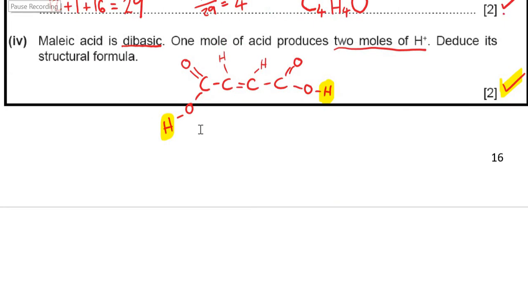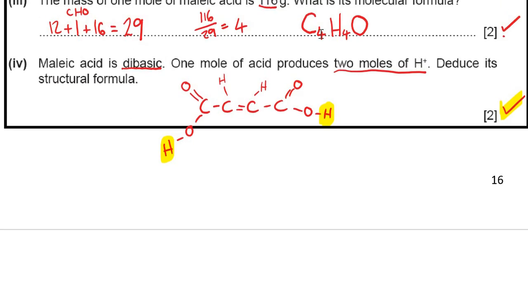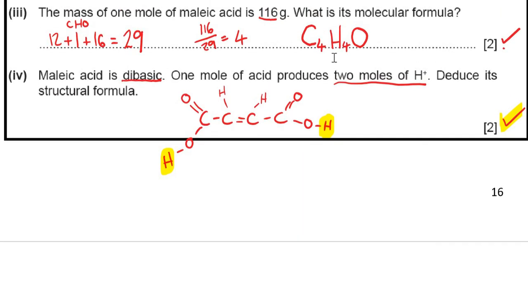Just realised I made a mistake there. So I went back to the formula C4H4O, and my structure had too many hydrogens, so therefore it must have a double bond in the middle there. So it must be this structure, because that's the only one that would fit that molecular formula. C4H4O4. That's where I've gone wrong. O4. C4H4O4.